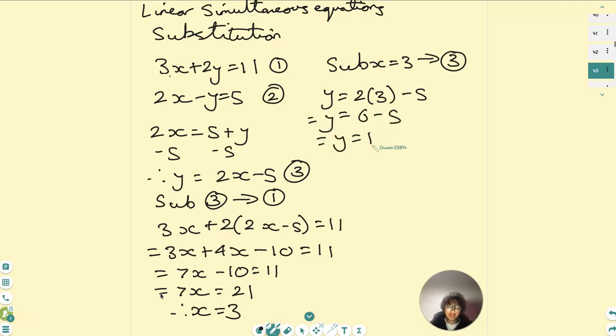Those are the two main ways to solve linear simultaneous equations, either by elimination or substitution. Do you have any questions about what we've done so far? If not, I will then give some questions for you to do by yourself, and you can choose either one to do. Perfect. Thank you very much.